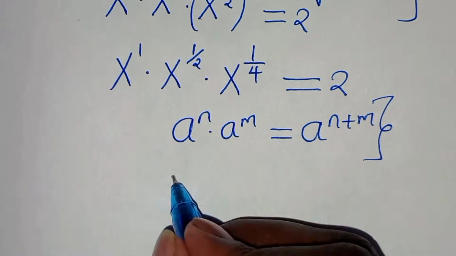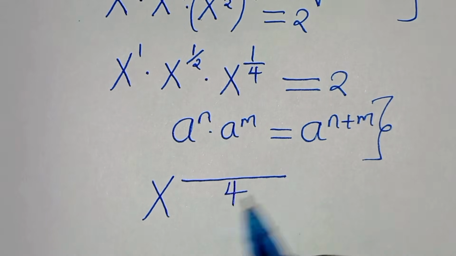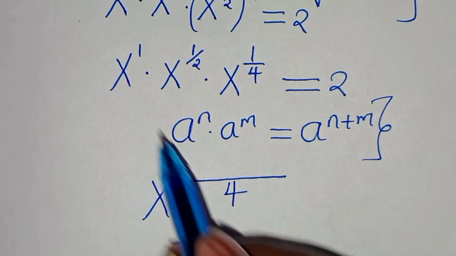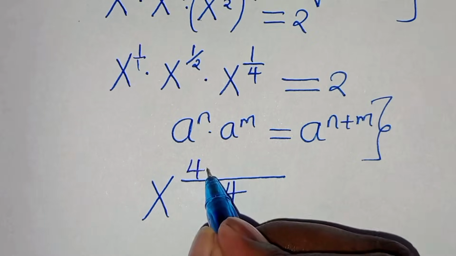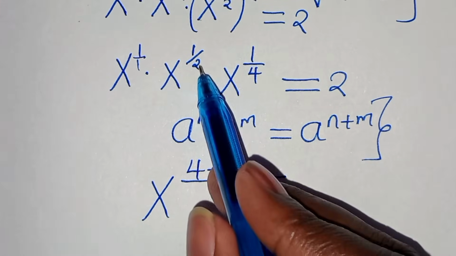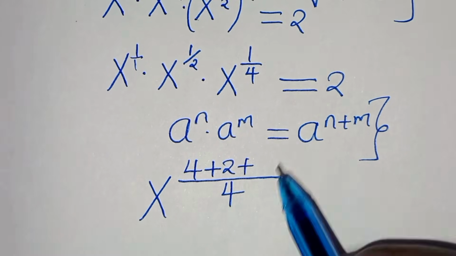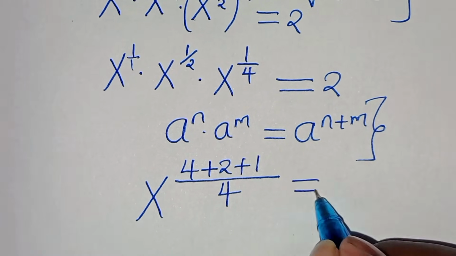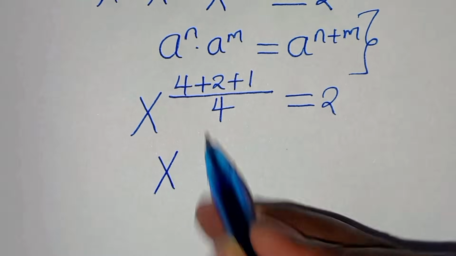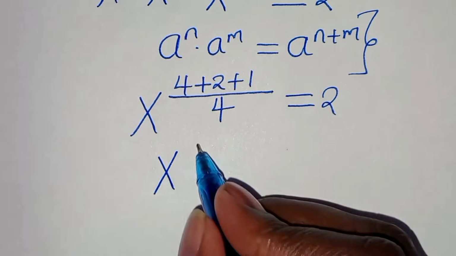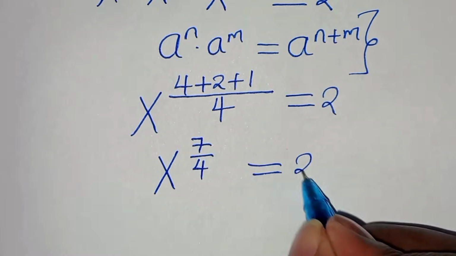So here we have x. Now, we have that the LCM here is 4. So we have 4. Remember, this is 1 over 1. 4 divided by 1 is 4 times 1. This is 4. Then plus 4 divided by 2. This is 2 times 1. This is 2. Then plus 4 divided by 4. This is 1 times 1. This is 1. And this is equal to 2. So this implies that we have x to the power of 4 plus 2, this is 6 plus 1, this is 7 over 4. And this is equal to 2.